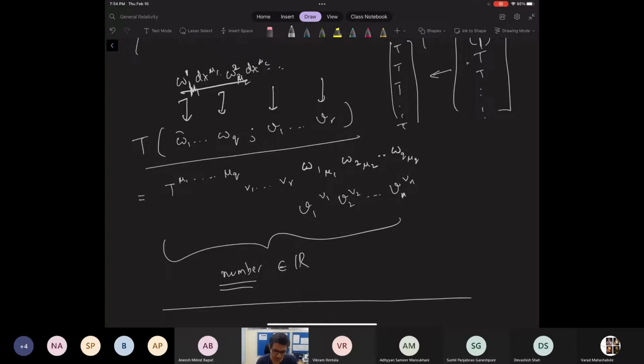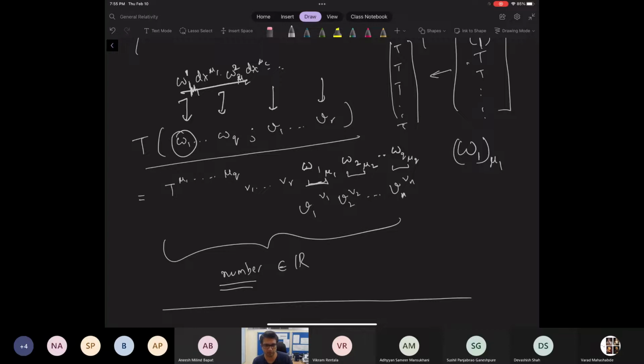Okay, so omega1 is the first dual vector that you're supplying as an input to this tensor. Sorry, the convention that I'm using is I'm writing a lower index. But now for this omega1, I want the mu1th component of this. That's what's written over here as omega1 mu1, and similarly omega2 mu2, omega q mu q.